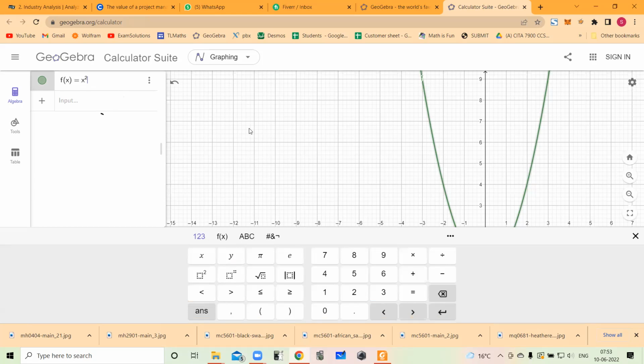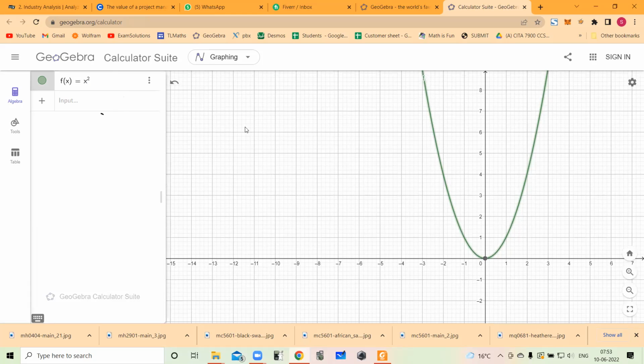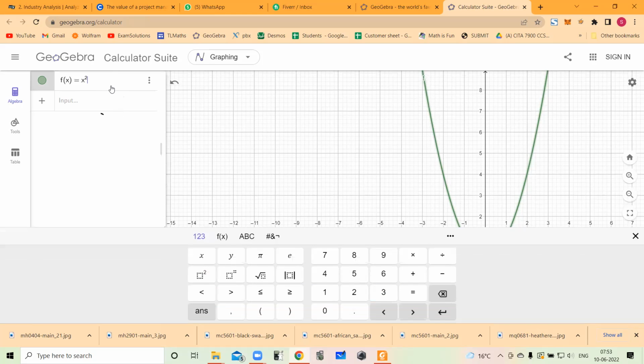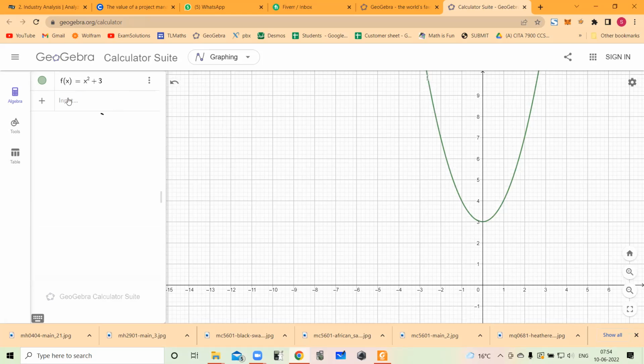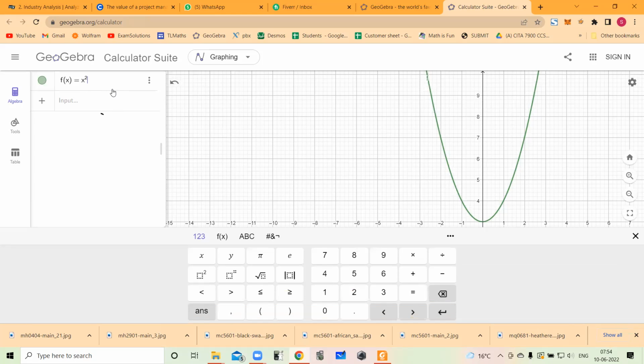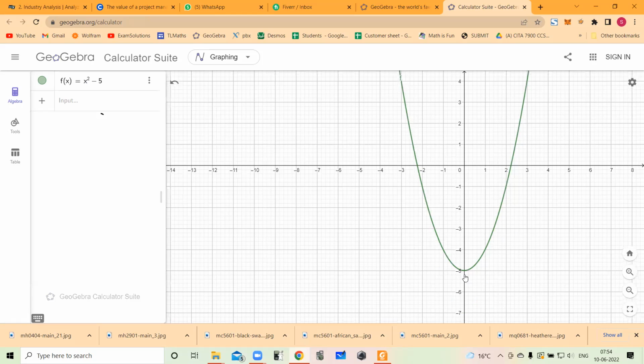See what I will do. If I want to shift it up 3 units, I'll be simply adding 3 to it. See, it has shifted 3 units up. If I want to shift it 5 units down, I'll be subtracting 5 from it. That's it. It has shifted down 5 units. Got it. So the y-intercept is -5 now. Now I have introduced the y-intercept also. Before, it was 0.